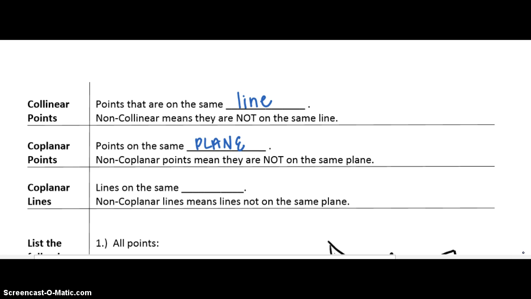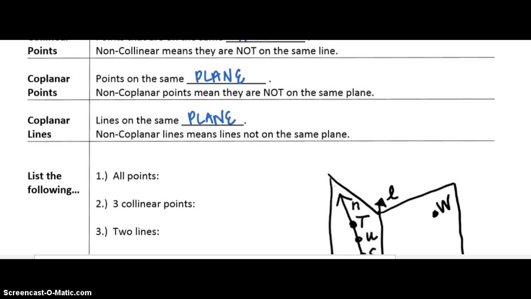Down here with coplanar lines, lines that are on the same plane. And non-coplanar means that the lines are not on the same plane. All right? So if you just look at the word and kind of break down what's going on inside of it, that might make it a little easier for you to answer the question.